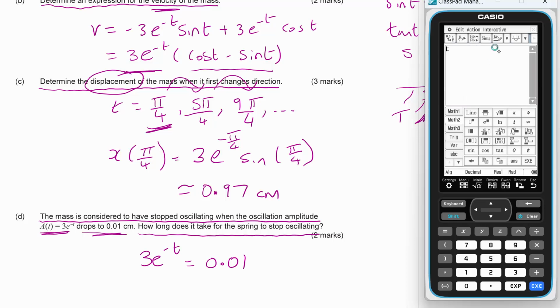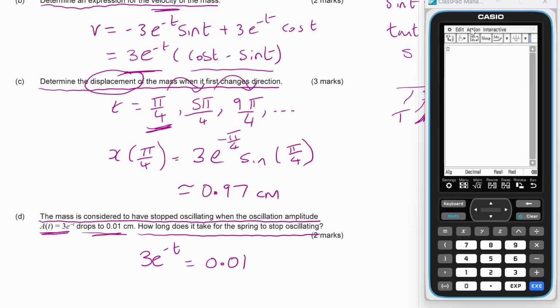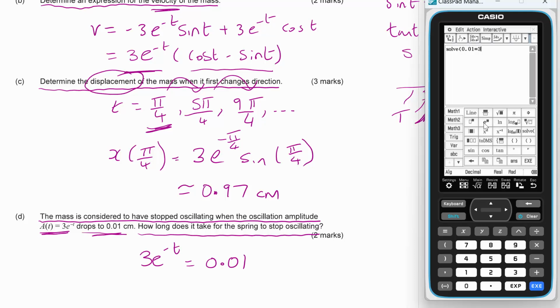a solve. So we just go action, advanced, solve, and 0.01 is equal to 3e to the negative x, and that will be 5.70, so approximately 5.7 seconds.